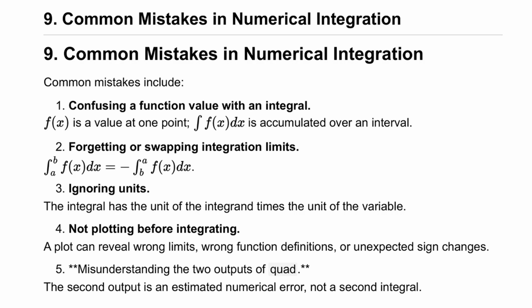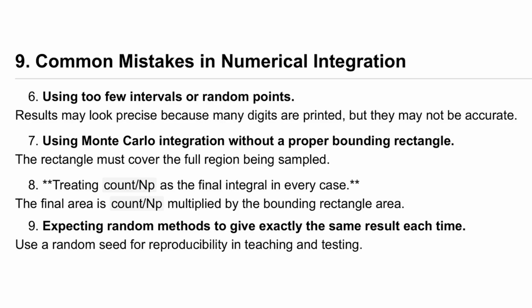Never confuse a single function value with an integral, and always be mindful of your integration limits. Swapping the limits will flip the sign of your result, which can lead to major errors in physical models. Also remember that quad returns two values, the estimate and the error. In Monte Carlo integration, the most common error is forgetting to multiply the fraction count over N by the area of your bounding rectangle.